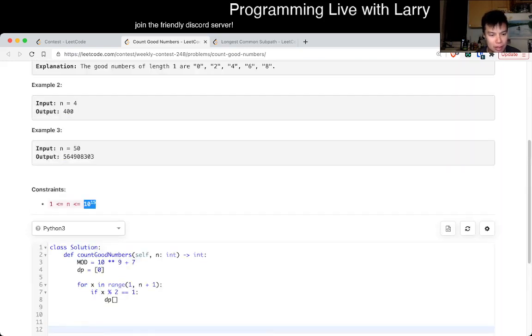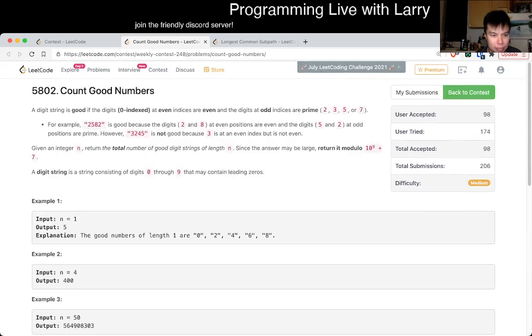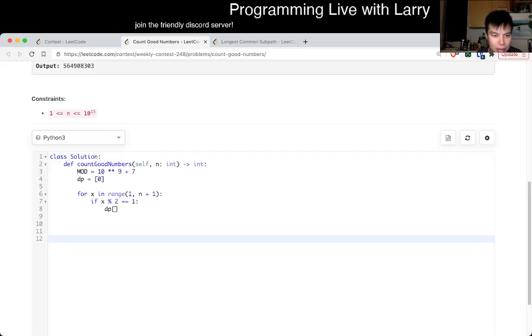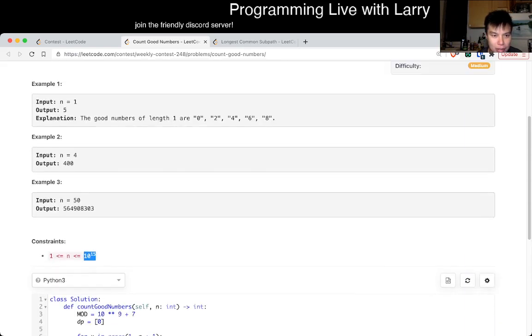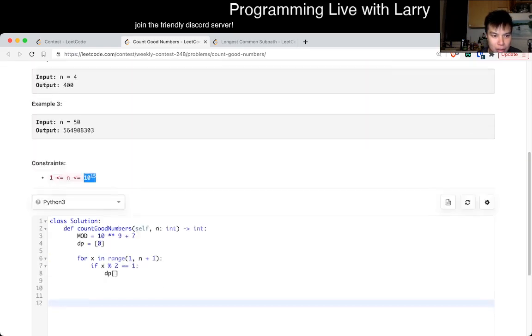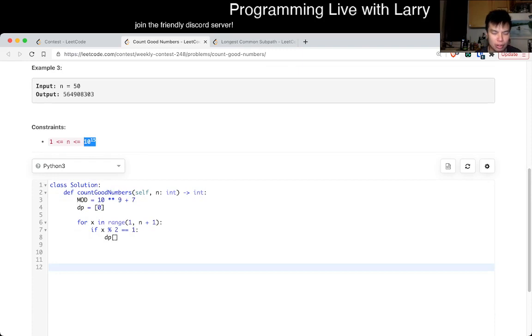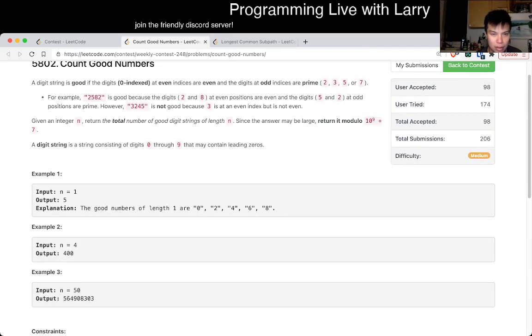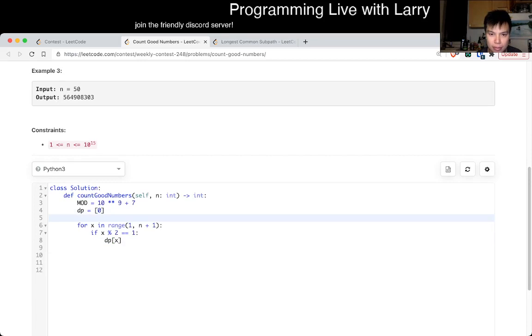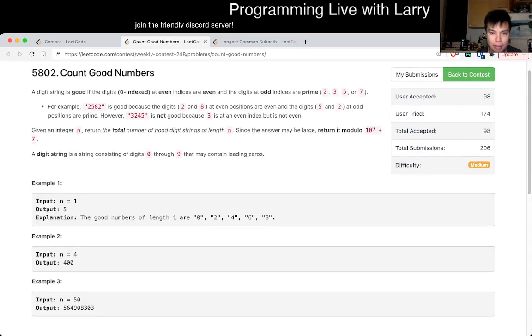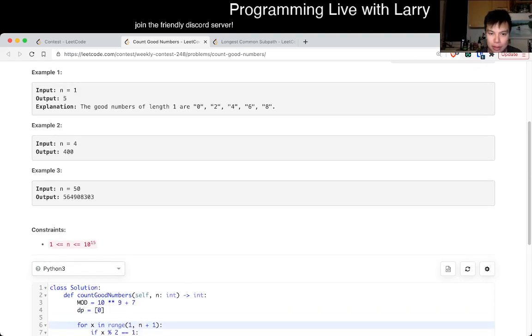10 to the 15. Huh. So you can't do a for loop. I actually missed that. But let's do it for pattern's sake. Oh no, okay. No, this is easier than that. It's just mod pow.